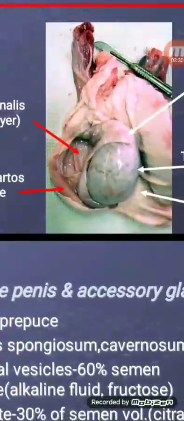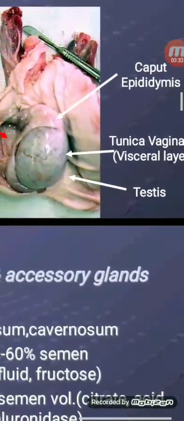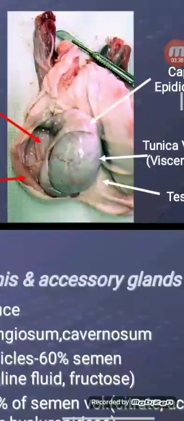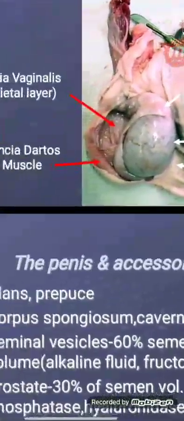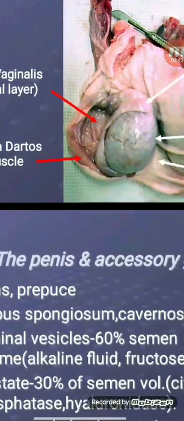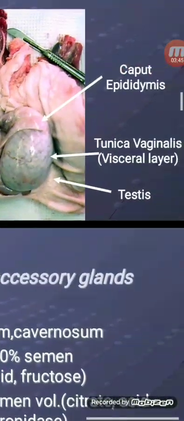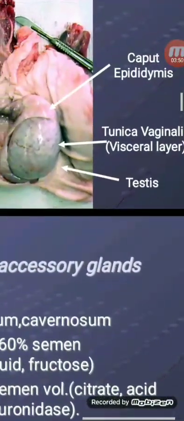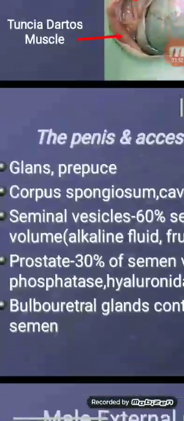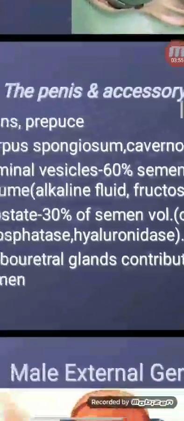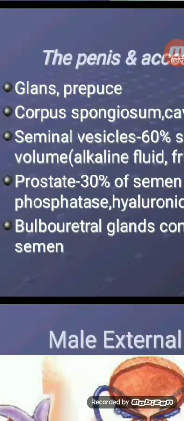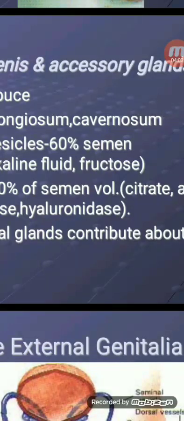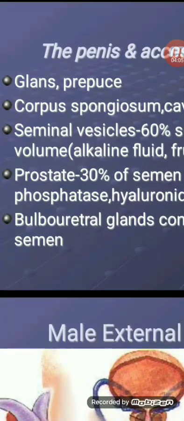Here, 2 tunica vaginalis. It has a parietal layer and a visceral layer, and tunica albuginea. Tunica albuginea is deep to the tunica vaginalis. Take a look at the head of the epididymis, caput or head, the penis and accessory glands and prepuce, corpus spongiosum, corpus cavernosum. These are erectile tissues.